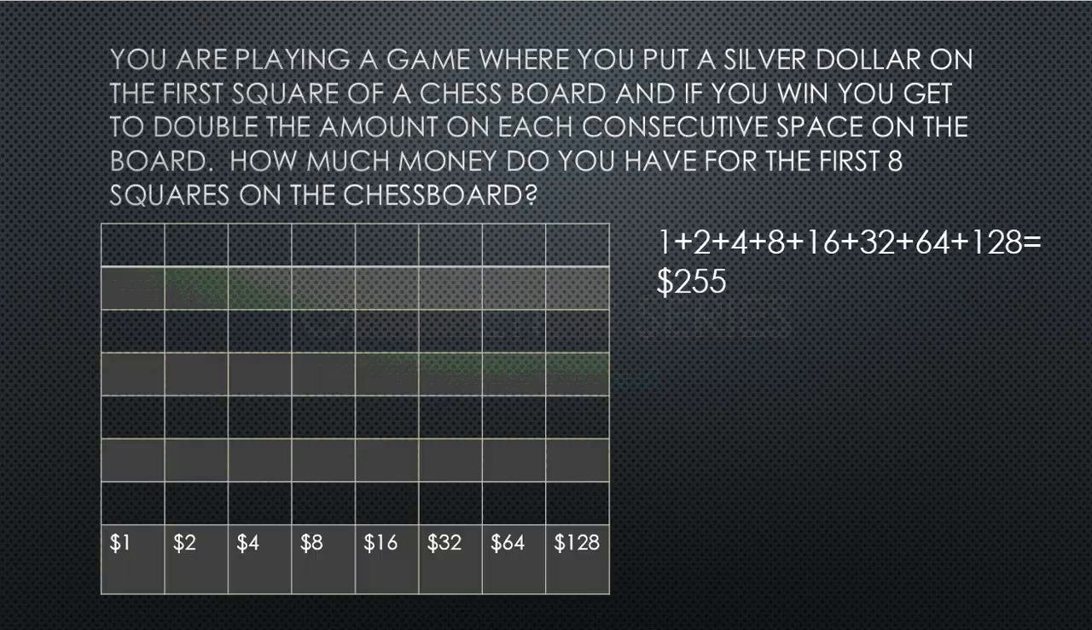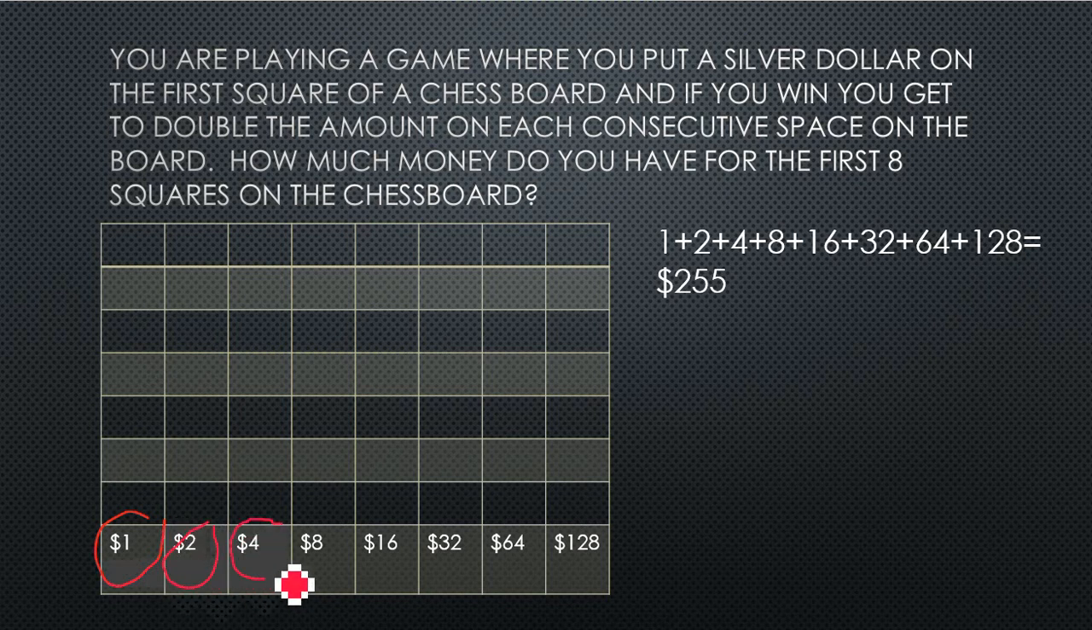Okay, the first example we're going to look at here is a fictional game based on a classic math problem. It's a little bit of a twist on it. If you're playing a game where you put a silver dollar on the first square of a chessboard, so that's going to be a silver dollar there on the first square, and if you win, you get to double the amount on each consecutive space on the board. How much money do you have for the first 8 squares on the chessboard?